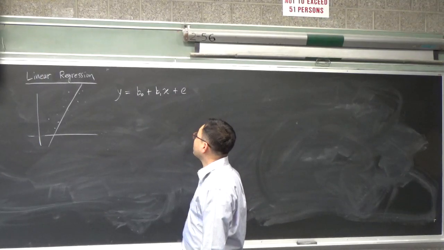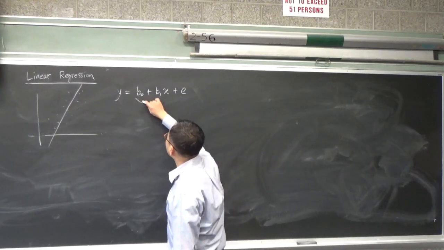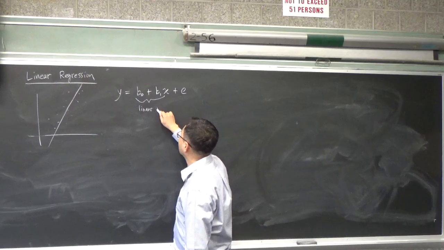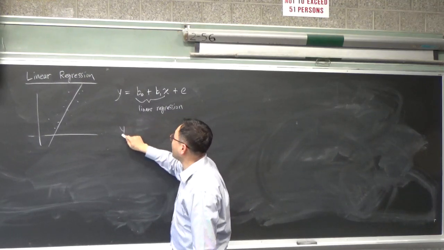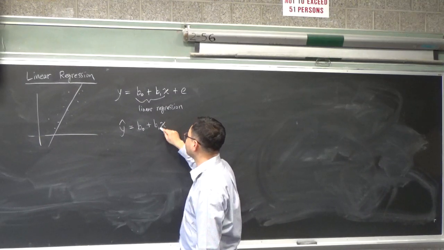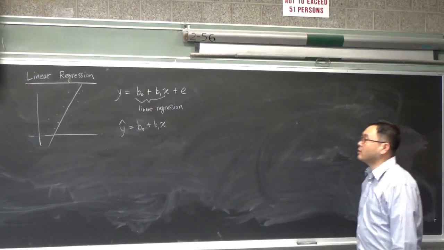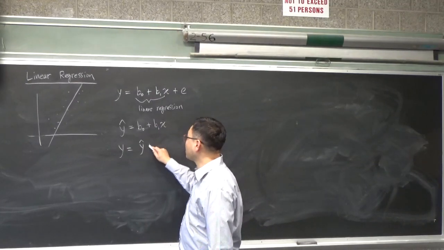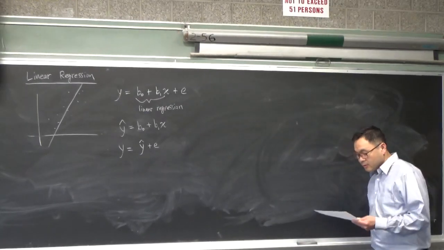So when you do this, this portion is called a linear regression. And we write it as y hat equals to b0 plus b1x. And therefore, y would equal to y hat plus some error. That's the idea.